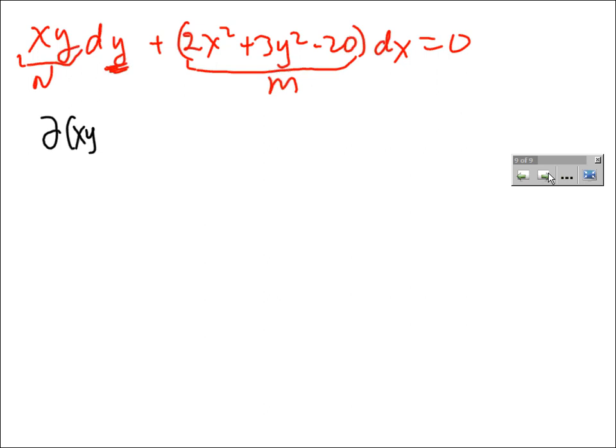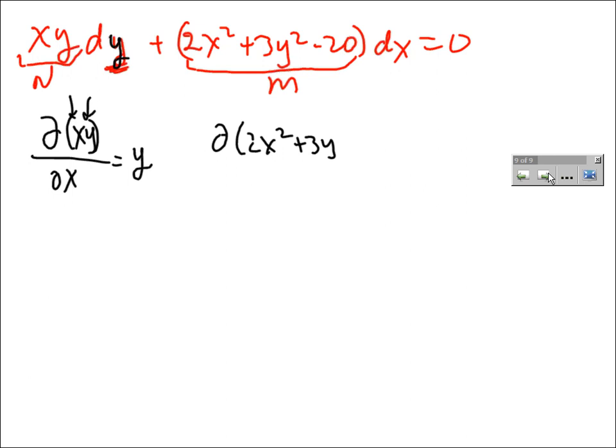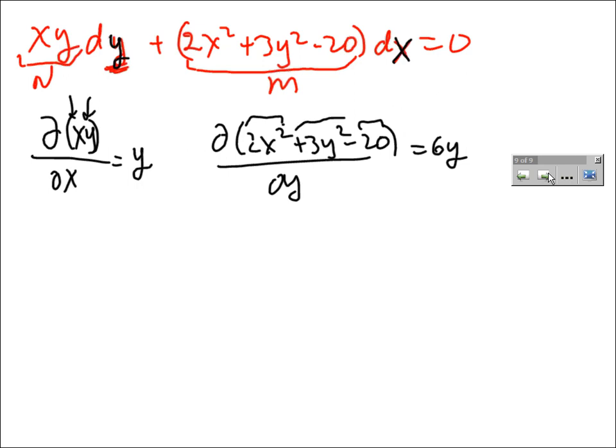The partial of xy with respect to not y, but the other letter, well, that's y. Because if x times a constant, the derivative is the constant. The partial of m with respect to not x, but y, this is just going to be 6y. Because this term and that term are constant, so its derivative is 0. And we all know the derivative of 3y squared is 6y. They are not equal.